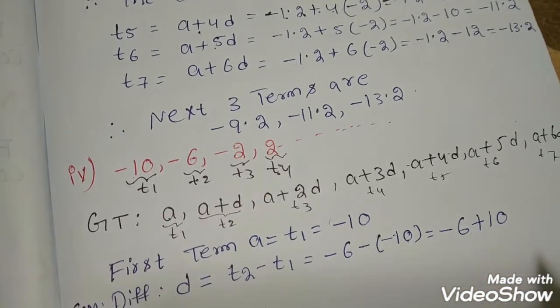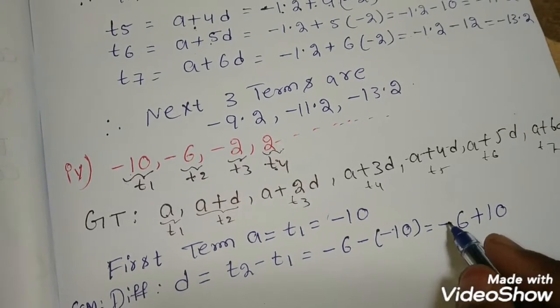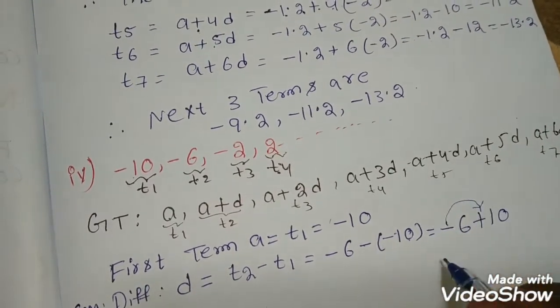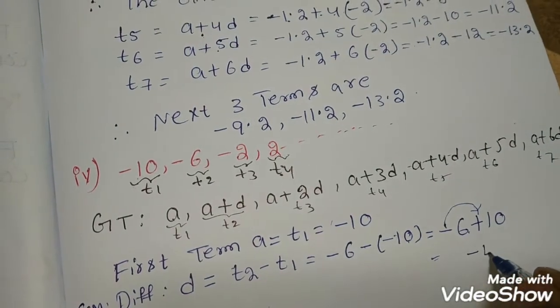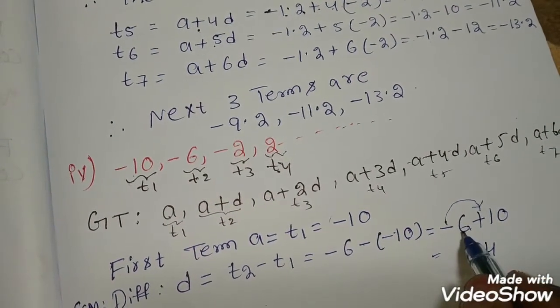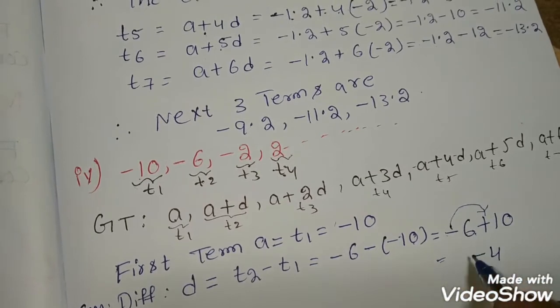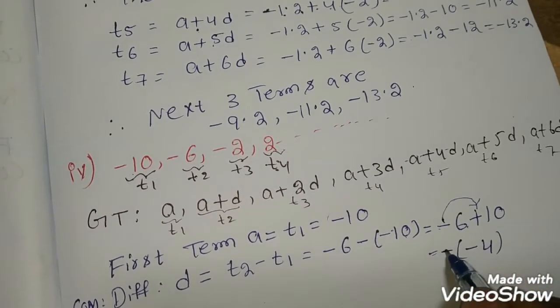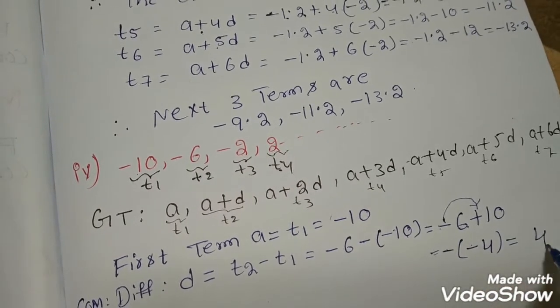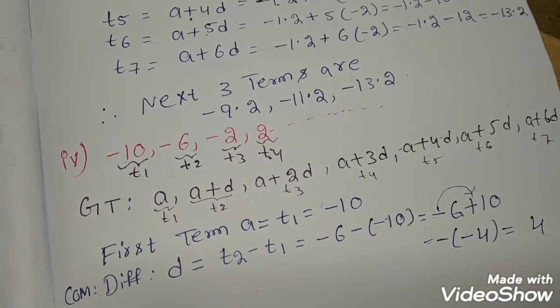See what we get. Minus into plus, that is minus 6 minus 10, what? Minus 4 we get. Before 6 what do we have? The sign of minus. So we have to write like this: minus into minus is plus. Our difference is 4.